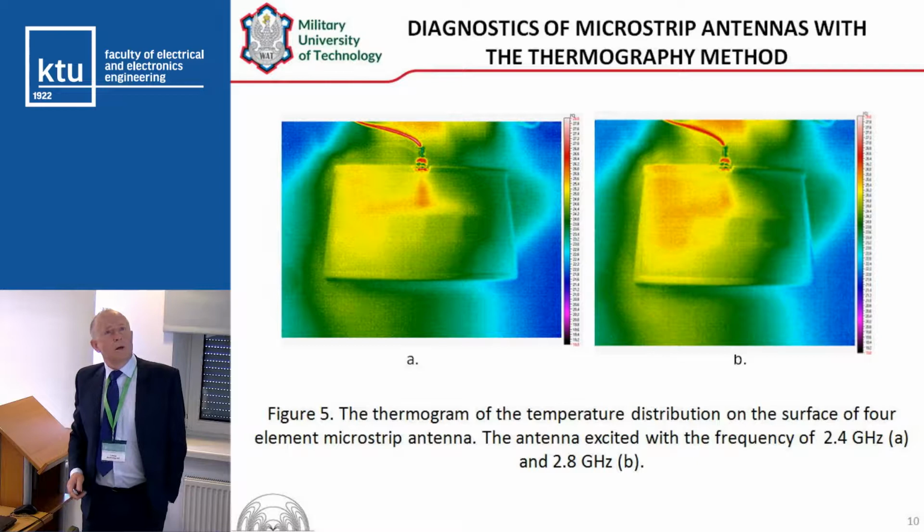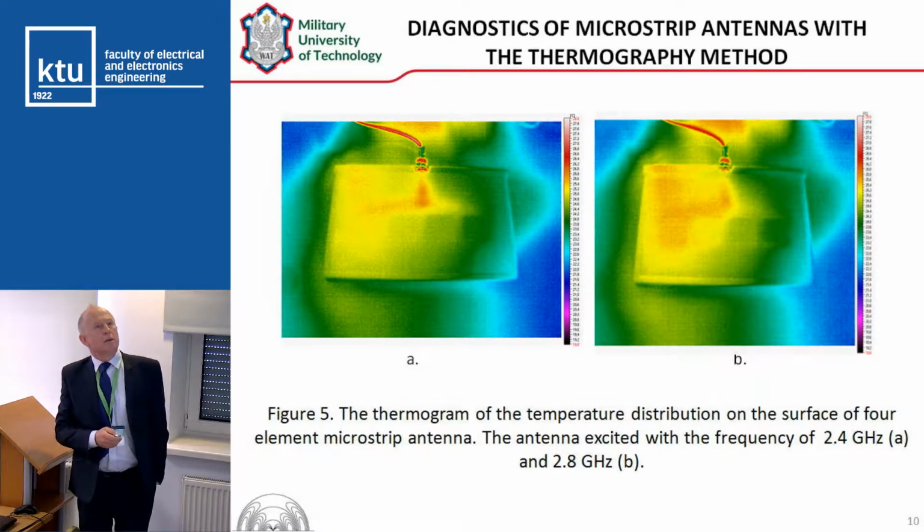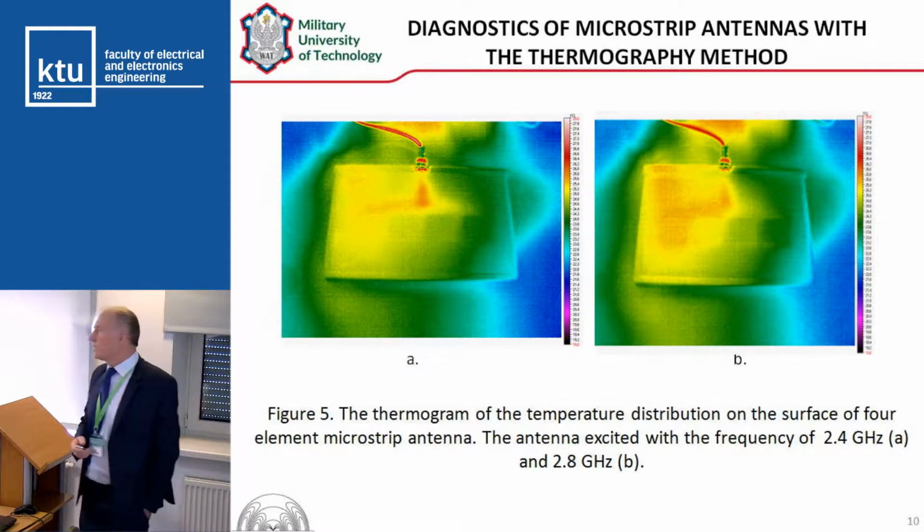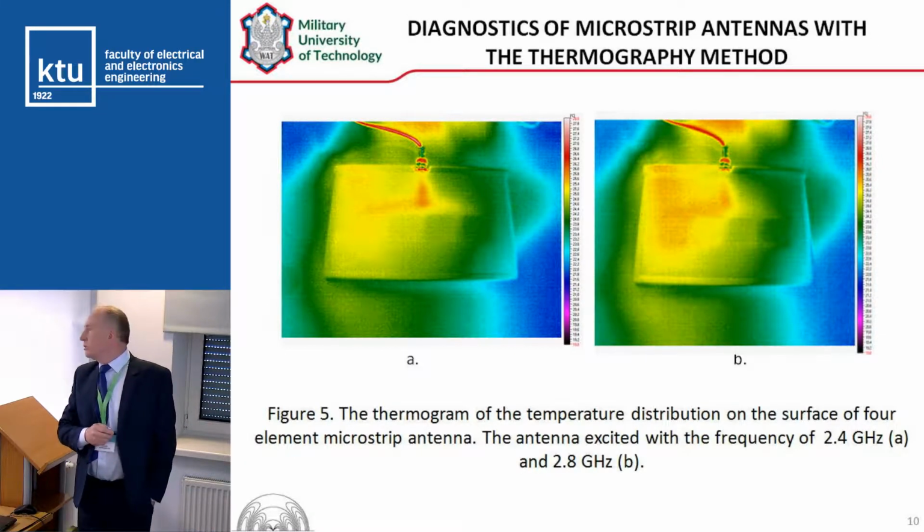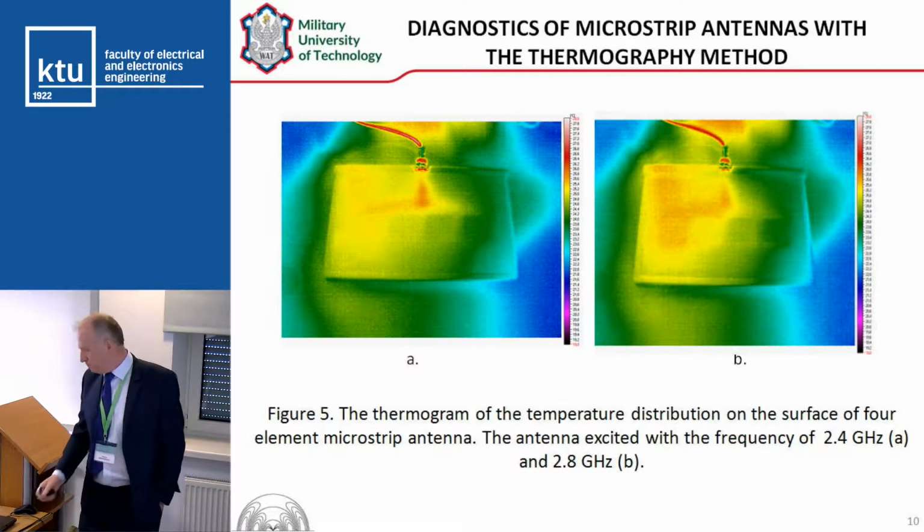For the four element antenna, 1, 2, 3, 4, you can see this is for 2.5 gigahertz, 2.8 gigahertz. You can see that we have a problem near the connector. So we can suspect that the standing wave ratio in this area is very high.